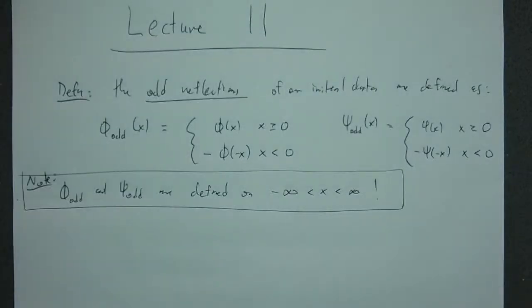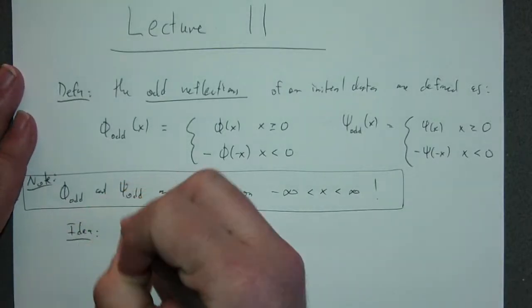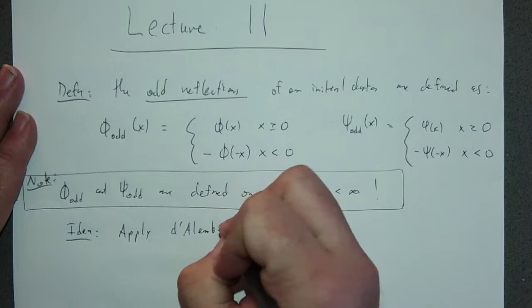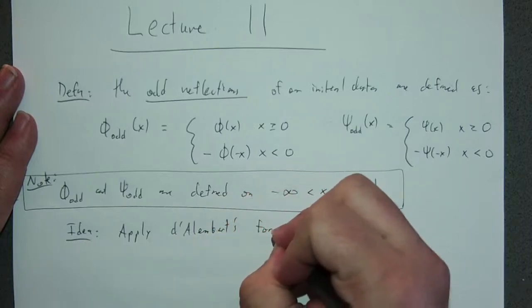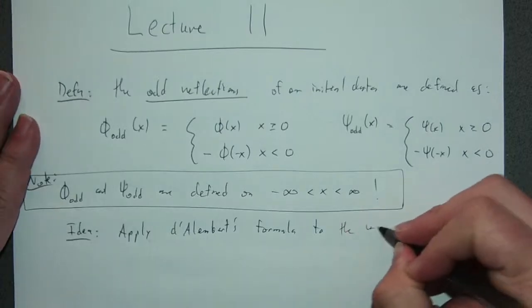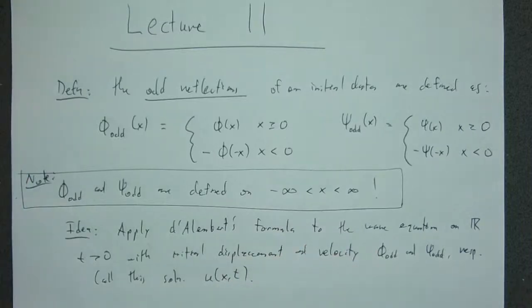The purpose of doing this is to now apply D'Alembert's formula. So now, idea: apply D'Alembert's formula to the wave equation. Okay. Now we know what D'Alembert's formula is, so we don't have to rewrite that. So say that we've already done that.